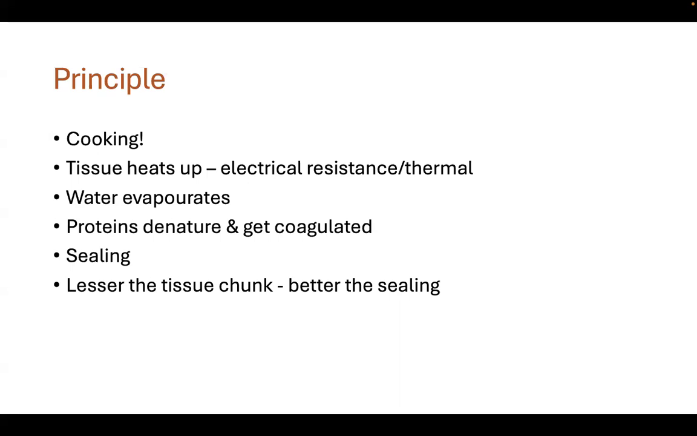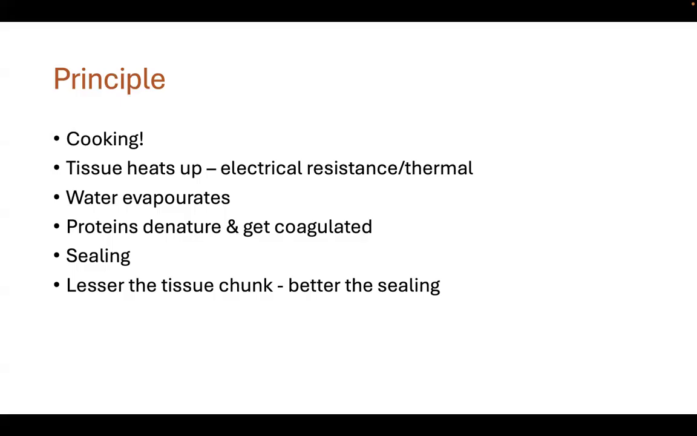The same principle is how our filament bulb used to get lit up: because of the high resistance of the tungsten, it used to get heated up. The same principle applies here. The tissue gets heated up because of the electrical resistance, and due to that, the water in the tissue evaporates. This causes the proteins to get denatured and coagulated, and this is what causes the coagulation or sealing of the tissue. When it comes to vessels, it's sealing. When it's normal tissue, it gets coagulated.